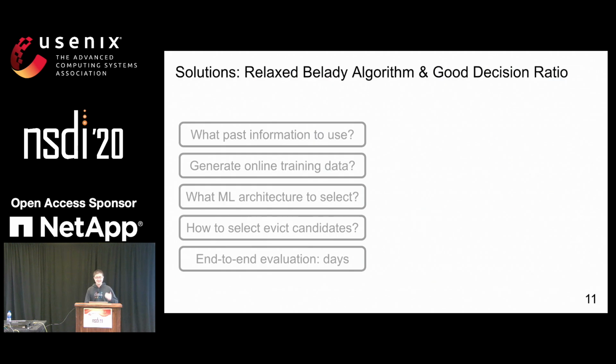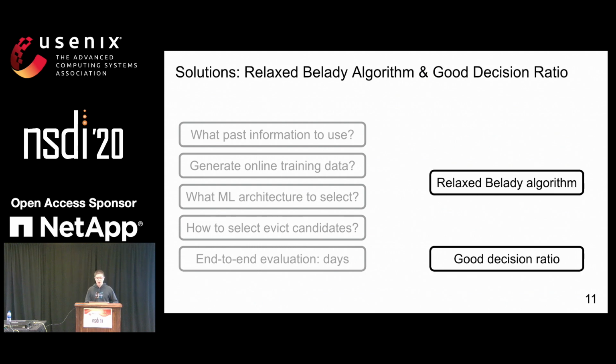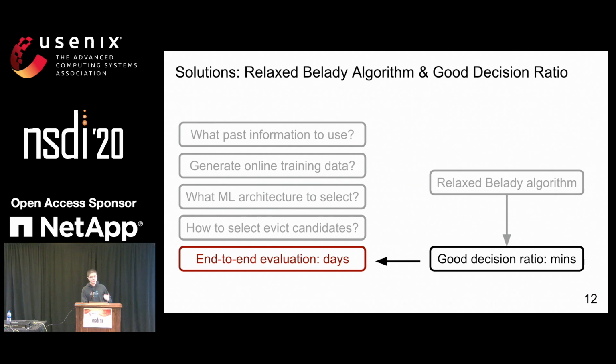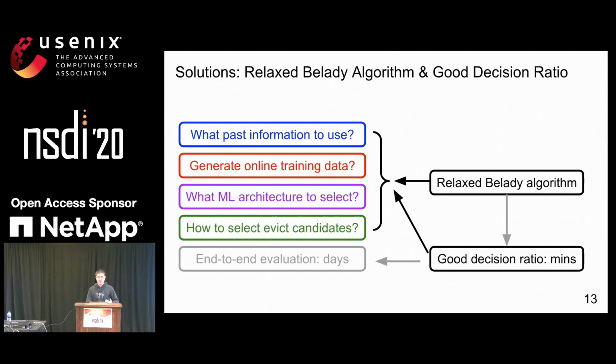To solve this challenge, we introduce the Relaxed Belady algorithm and the good decision ratio metric, which is built on top of Relaxed Belady. We first use the good decision ratio to speed up the evaluation of design decisions from days to minutes. And then we use both Relaxed Belady and the good decision ratio to solve the first 4 challenges. Next, I'm going to motivate and introduce Relaxed Belady.